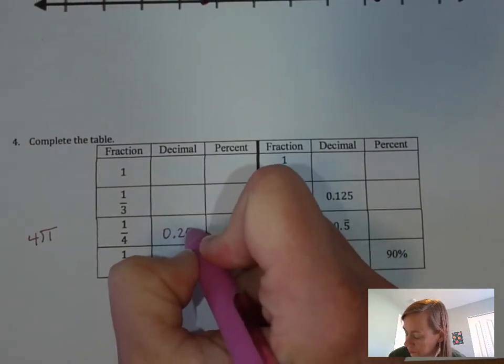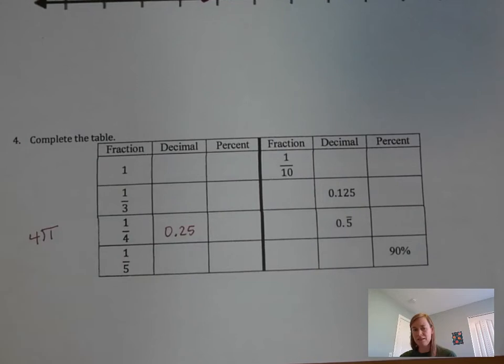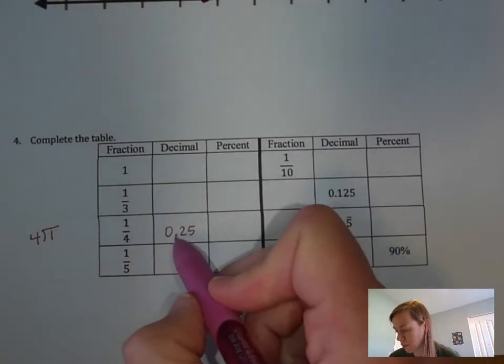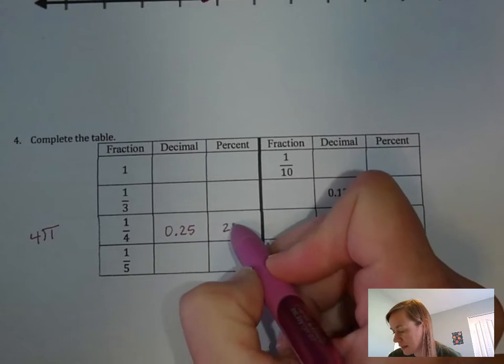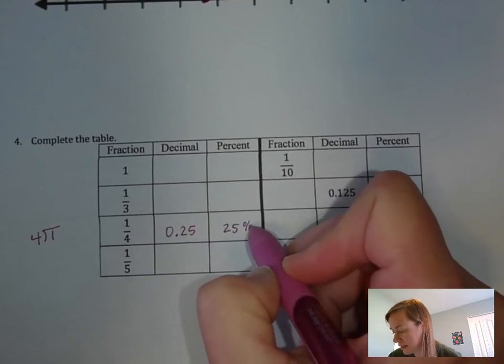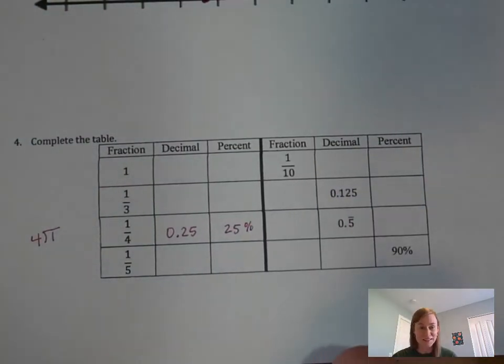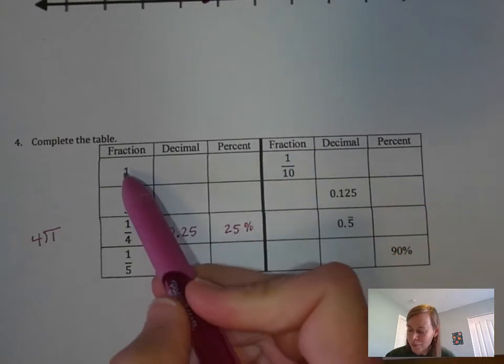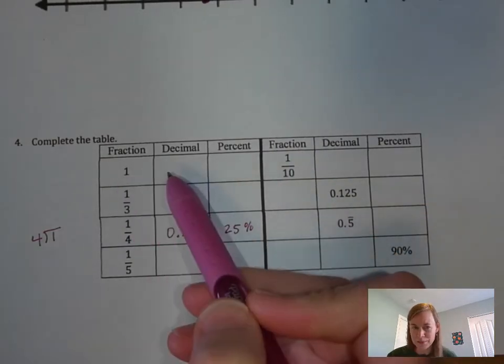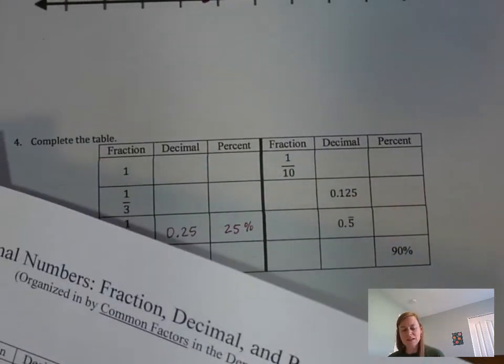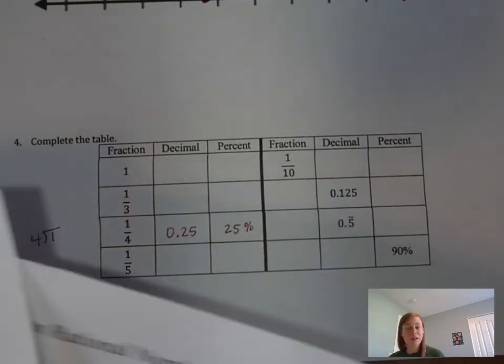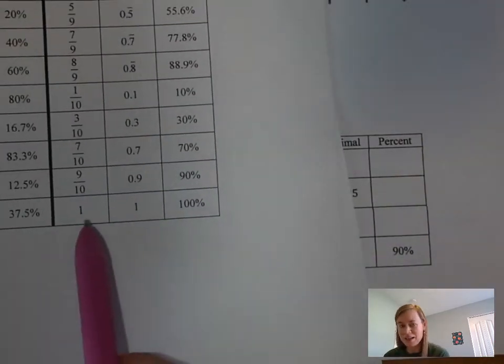0.25. Now to write that as a percent, well, it's on your table too, but I don't have to look at my table because I know that I just moved the decimal place over 2 spaces and then put a nice little percent sign, and then I'm done with that. Okay, so how am I going to write the 1 as a decimal? Is this even on our tables? Oh, you know what it is. How about that? It's right here.